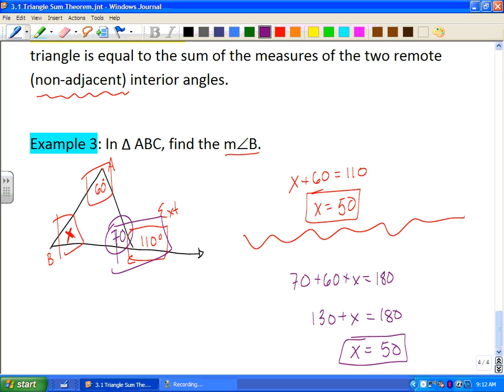So two different ways you can solve this. Using the exterior angle theorem, you go straight to it. You have to do a little extra work to get it using the triangle sum theorem. Any questions about the exterior angle theorem?